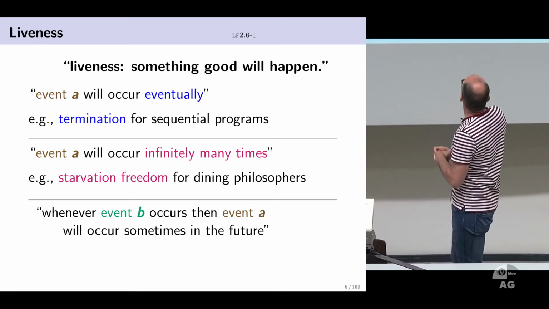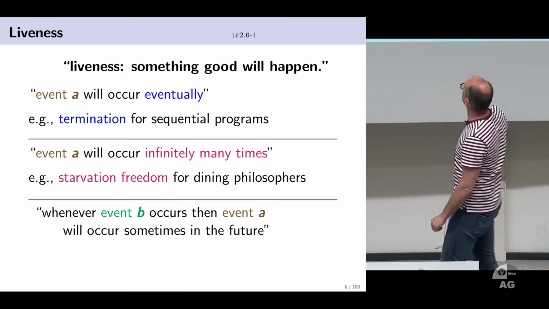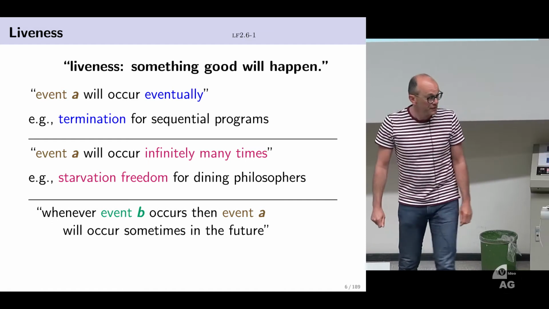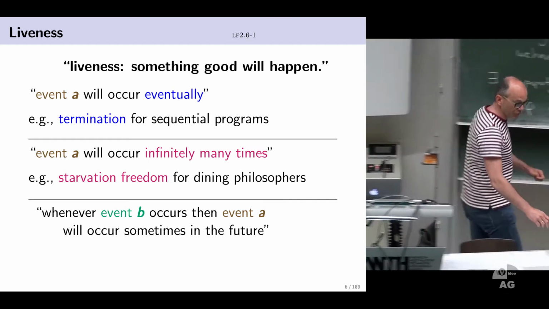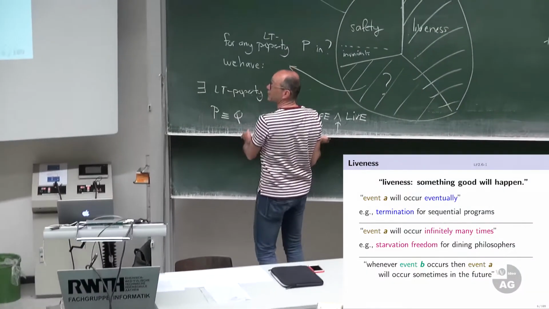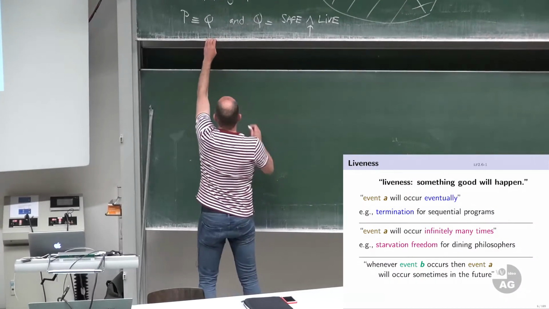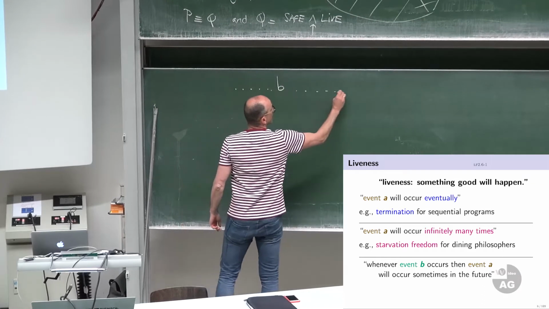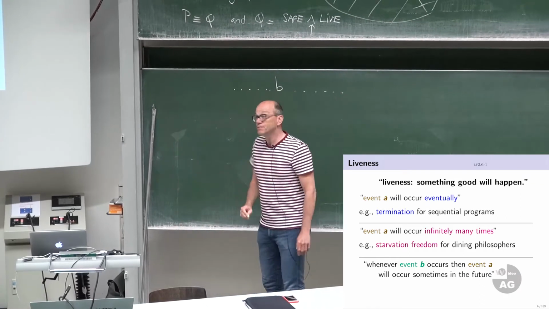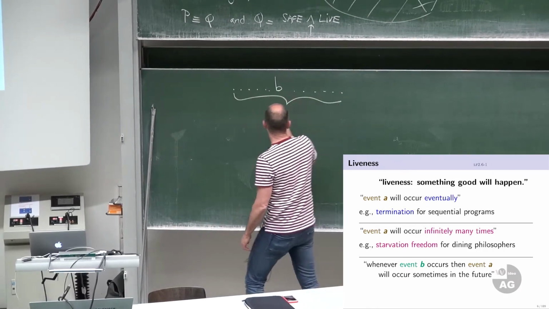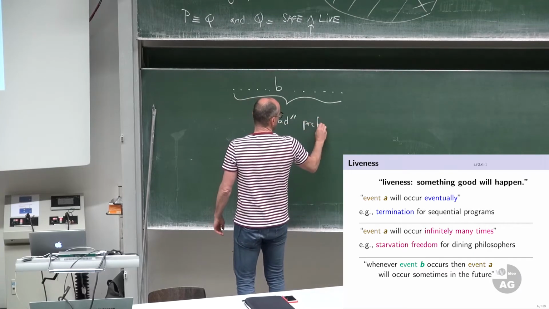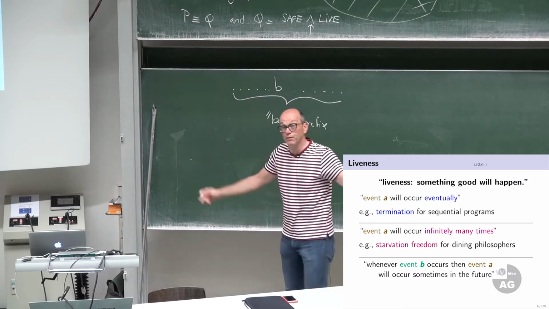Take for instance the last property: whenever event B occurs, then event A will occur sometimes in the future. Now, you can argue, okay, I'll give you a bad prefix. What would be the bad prefix? Well, the bad prefix has to be finite, so at some point we have a B, and we don't see any A. Suppose this is the finite bad prefix. Yeah, that would be your proposal. Here, you show the property is violated.